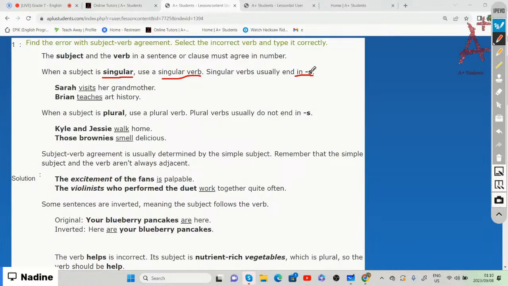Then also when a subject is plural, which means it is more than one, when the subject is plural, we use the plural verb. And when we use the plural verb, we do not add the S, do not end in S. So plural verbs do not end in S.